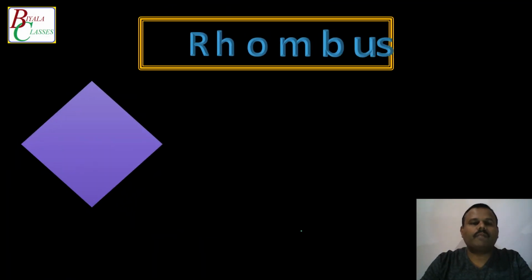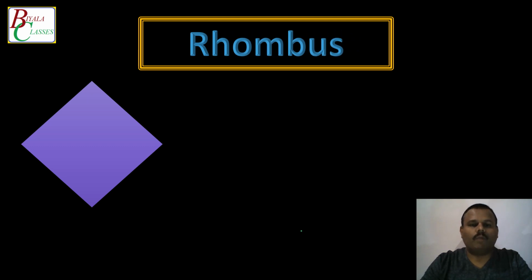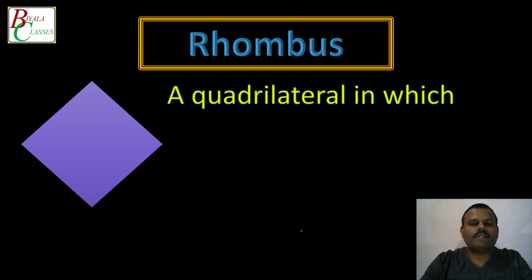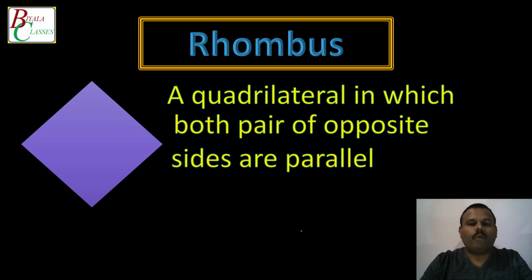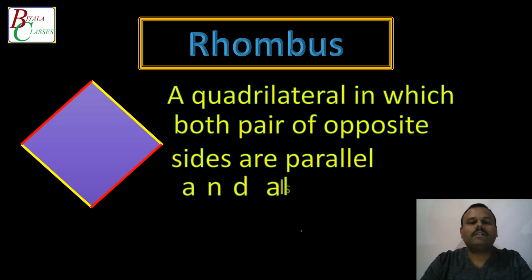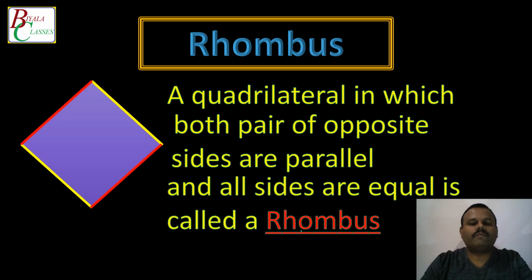This was about parallelogram. Now let's move towards the next kind of quadrilateral, that is rhombus. So rhombus is a quadrilateral in which both pairs of opposite sides are parallel. It is the same as it was in the parallelogram, but all sides of the rhombus are equal also. So what is a rhombus? It is again a quadrilateral having opposite sides parallel and all sides equal.